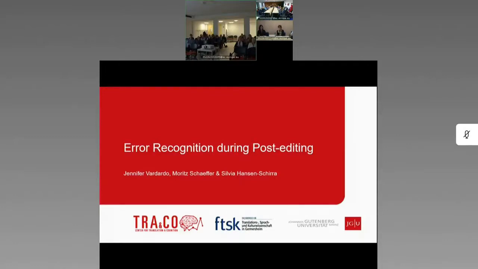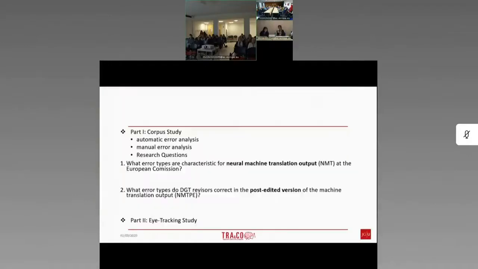And so I'm going to talk about error recognition during post-editing with data that was produced here at the DGT. But I'll also give you a bit of an overview because the results have to be contextualized. So the outline of the talk is the following. First I'll talk about product aspects, so a corpus study of actual texts that have been produced here.